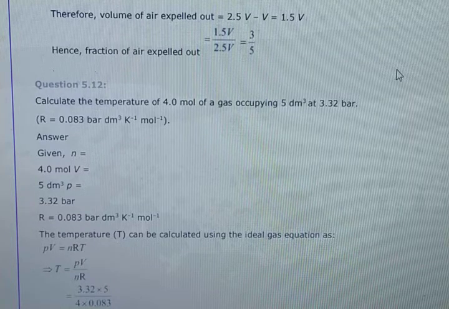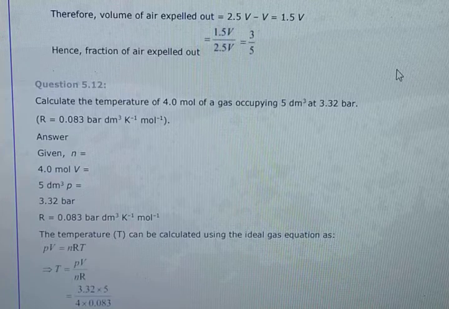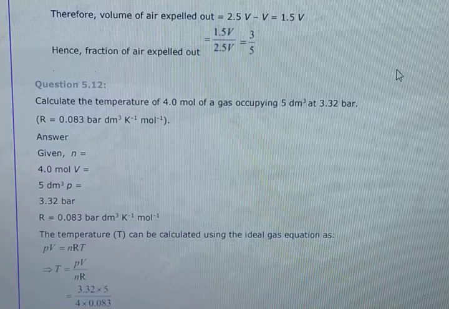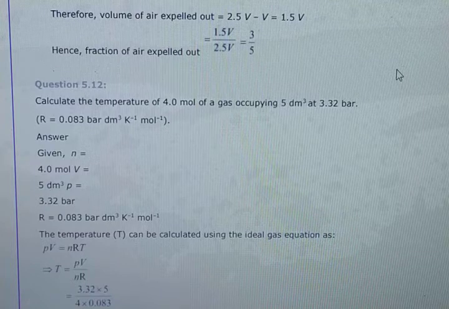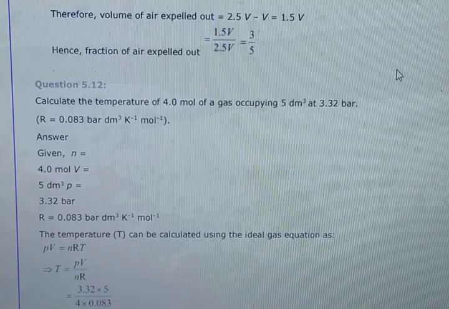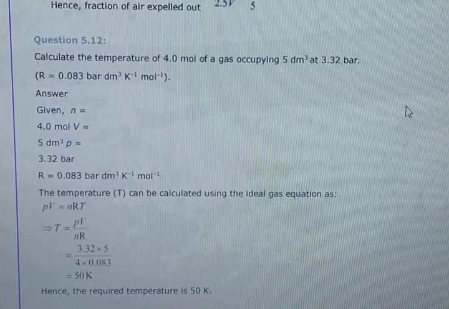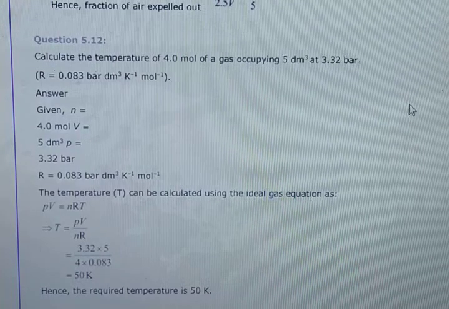Calculate the temperature of 4.0 mole of a gas occupying 5 decimeter cube at 3.32 bar. Answer: N is equal to 4.0 mole, V is equal to 5 decimeter cube, pressure is equal to 3.32 bar, R is equal to 0.083 bar decimeter cube per Kelvin per mole. The temperature can be calculated using the ideal gas equation PV is equal to nRT, T is equal to PV by nR. So 3.32 into 5 upon 4 into 0.083, that is equal to 50 Kelvin. Hence, the required temperature is 50 Kelvin.